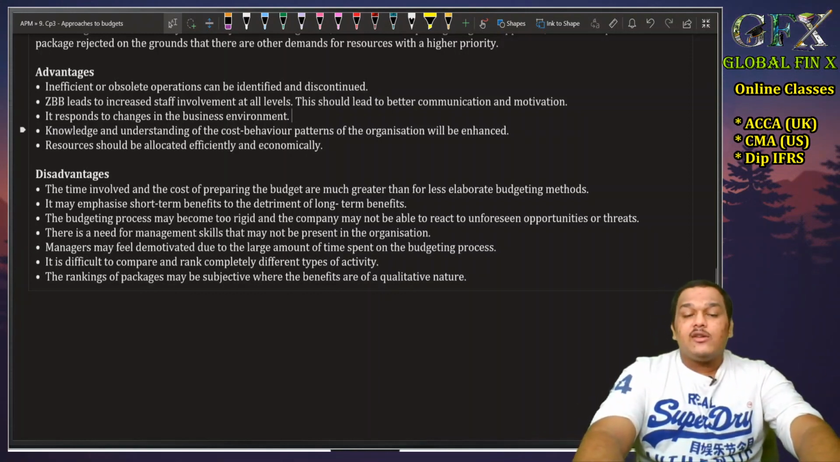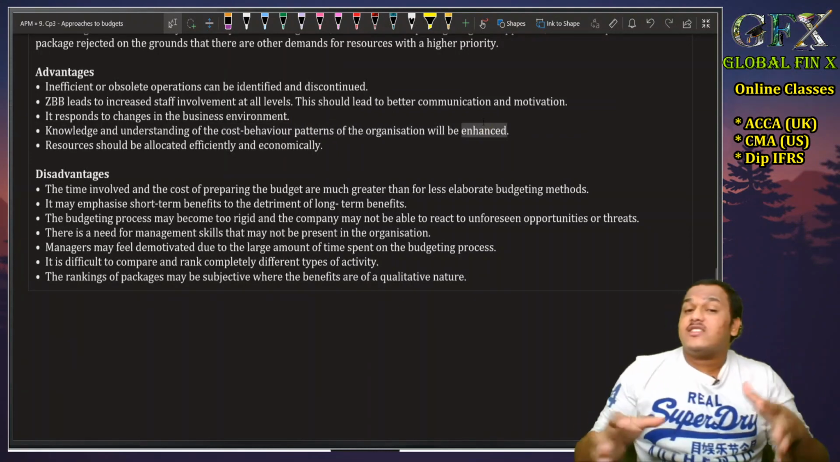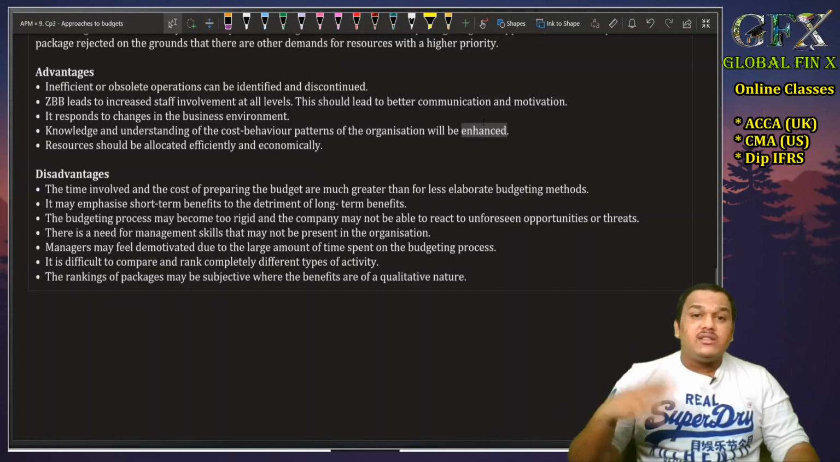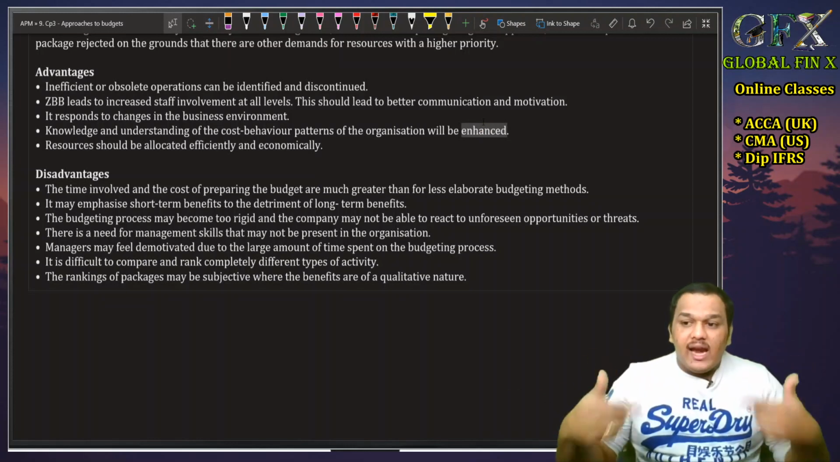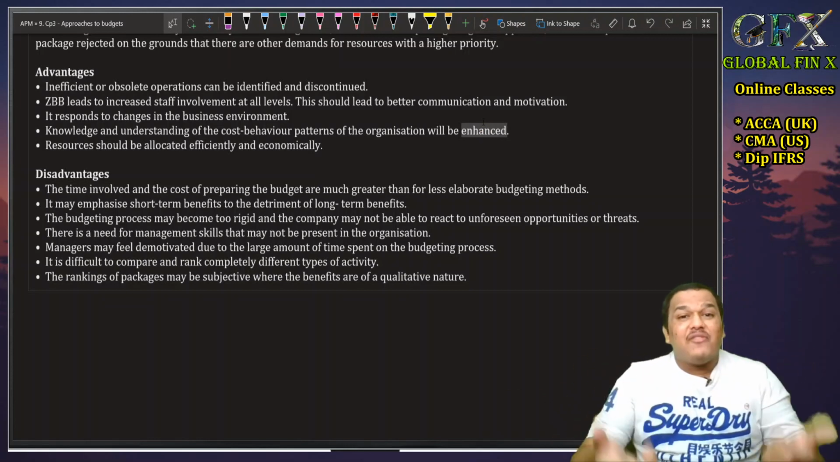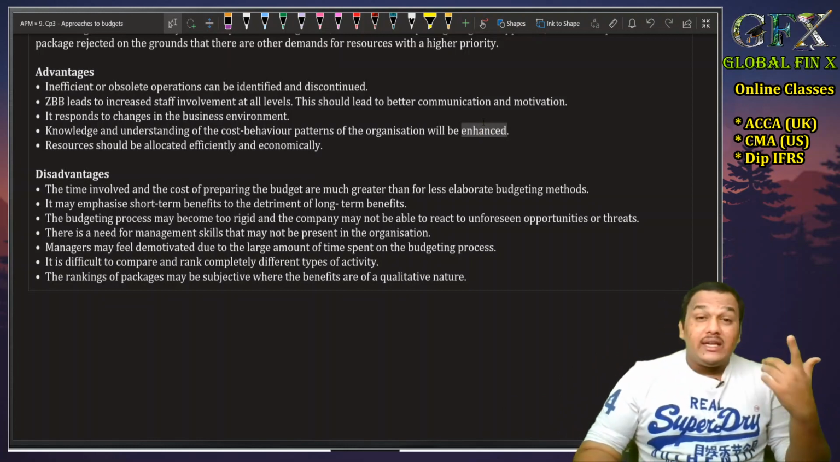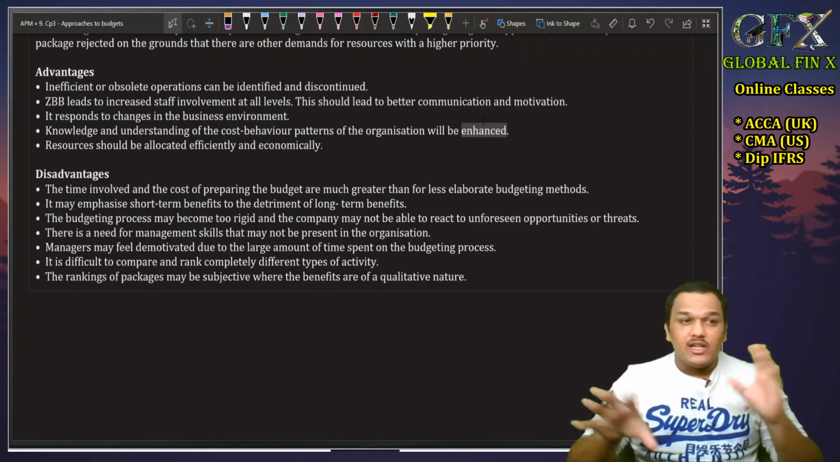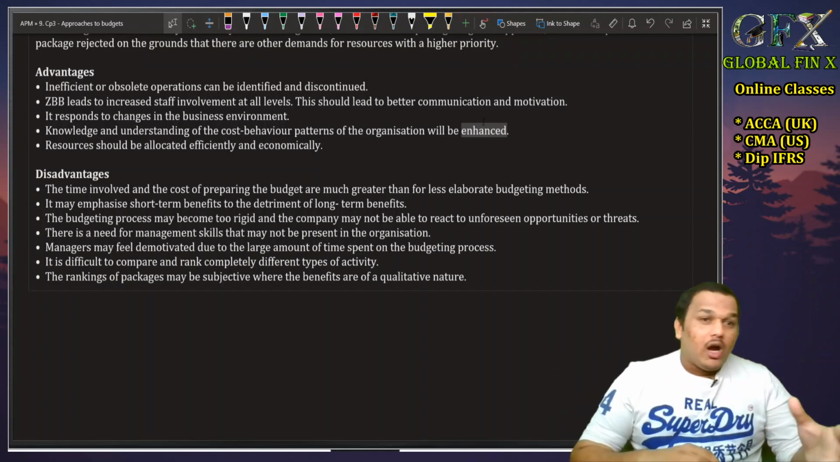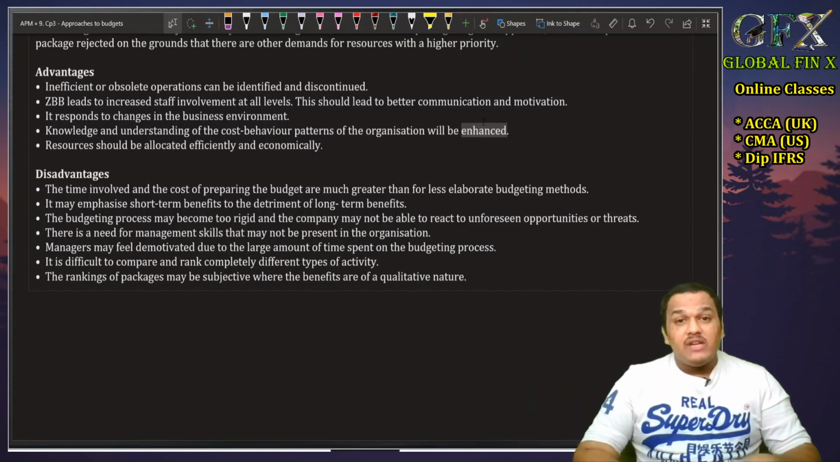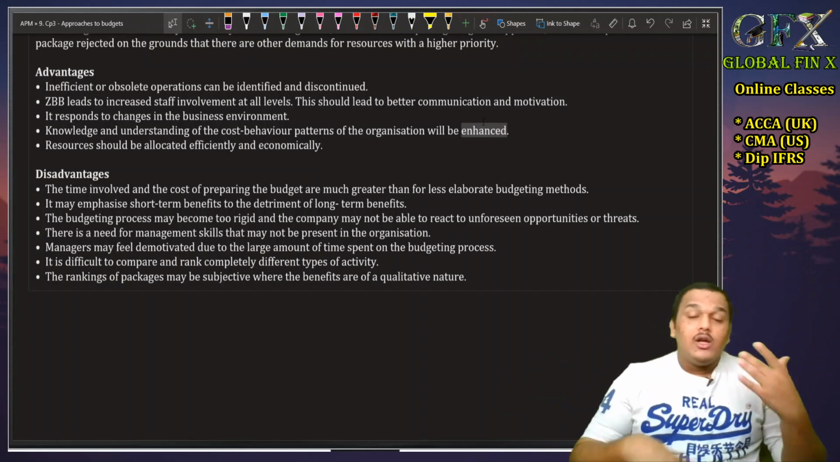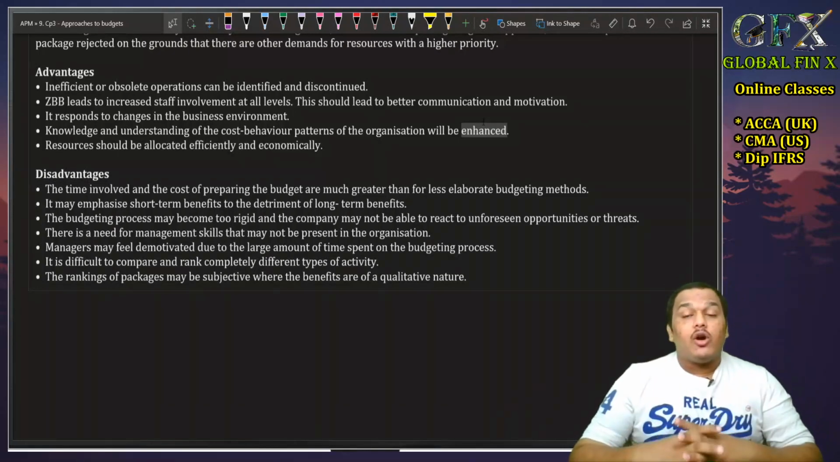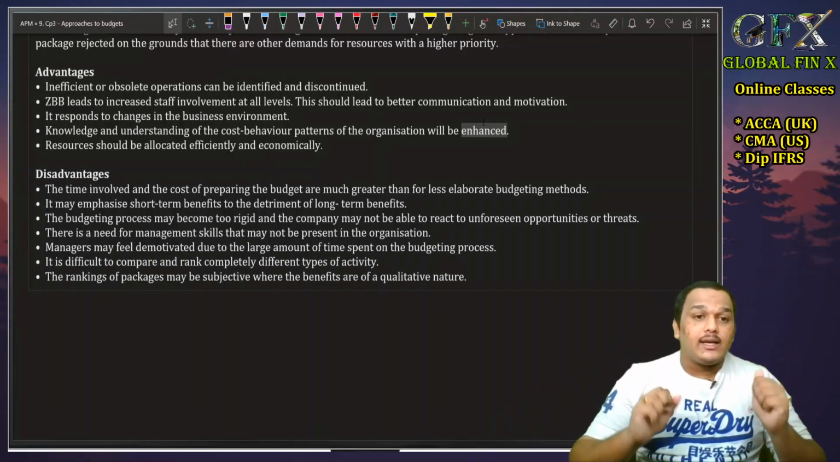Knowledge and understanding of the cost behavior pattern of the organization will be enhanced. Instead of just taking the previous budget and adding changes to it, you are actually identifying the cost elements every time you prepare the budget. So you get a better and better picture. What is the variable cost? What is fixed cost? What is changing according to the units? What is not changing? How much of these fixed costs are actually fixed and how much of them are semi-variable? So you will get a better understanding of the entire cost system of your organization.